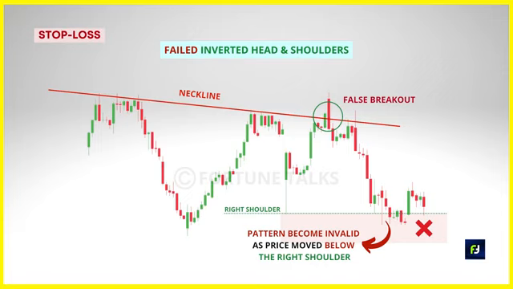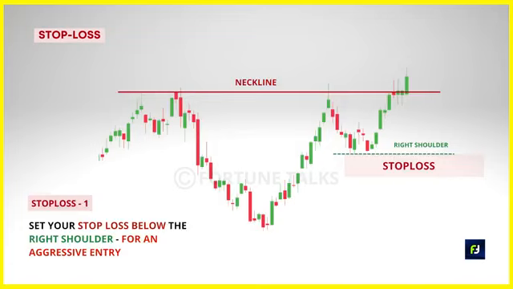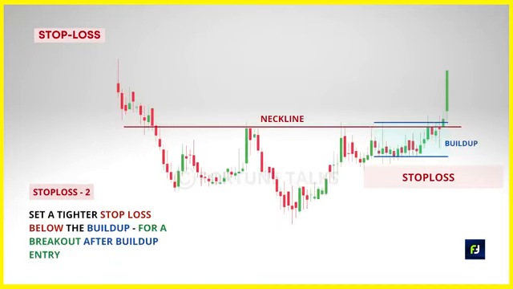This is exactly where you should reference your stop loss. So if your entry was very aggressive, as and when the price broke out from the neckline, then you should set your stop loss at or below the right shoulder of the pattern. Now what if you took a long entry after a build up near the neckline? Then you have the convenience of placing a much tighter stop loss, preferably just below the build-up, which will in turn improve your reward to risk ratio.